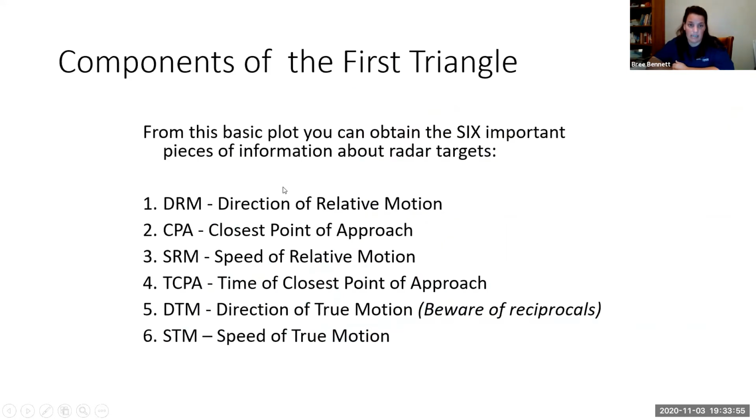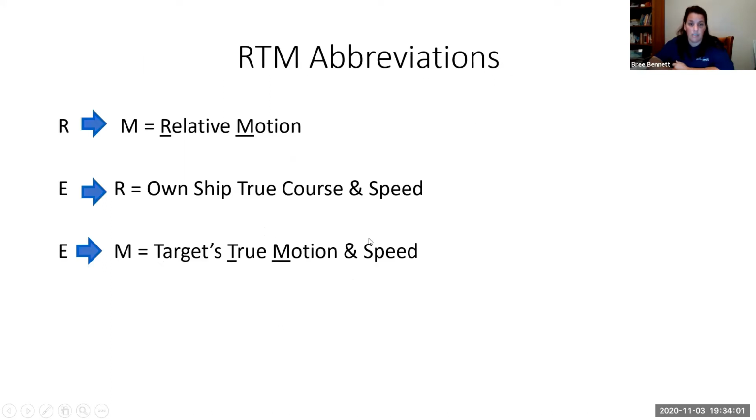Okay, I'm gonna skip that. I think we've done this. I want to do an example. I feel like I've said this a million times now: R to M is relative motion, E to R is your own ship, and E to M is them, the true motion.